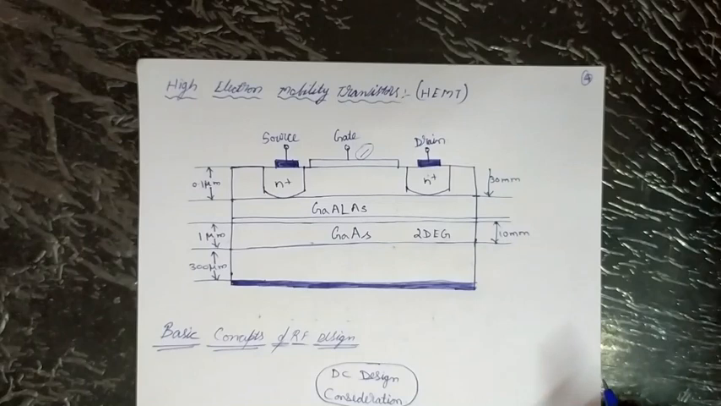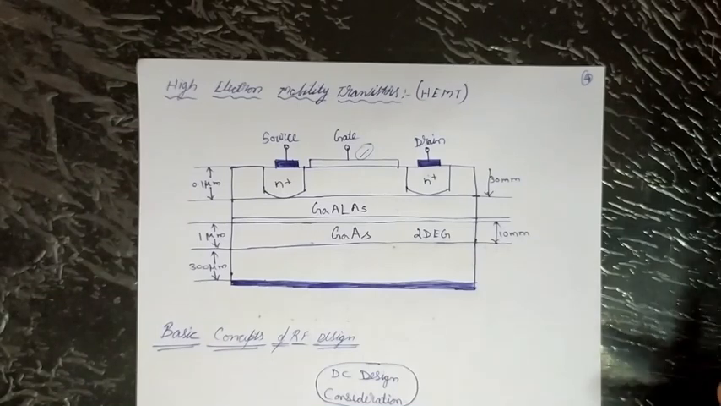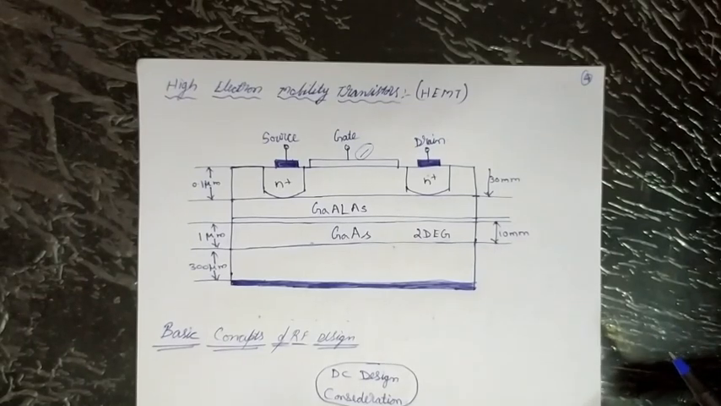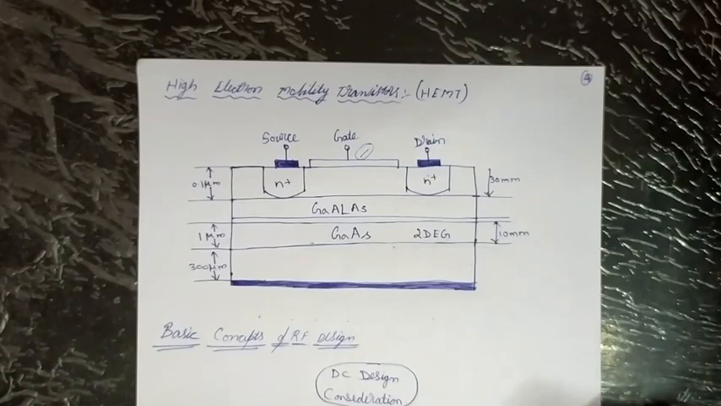HEMTs are primarily constructed from heterostructures with matching lattice constants to avoid mechanical tension between layers. So here are some examples. A larger indium gallium arsenide lattice is compressed into a smaller gallium arsenide lattice. Such a device configuration is known as a pseudomorphic HEMT, or PHEMT.